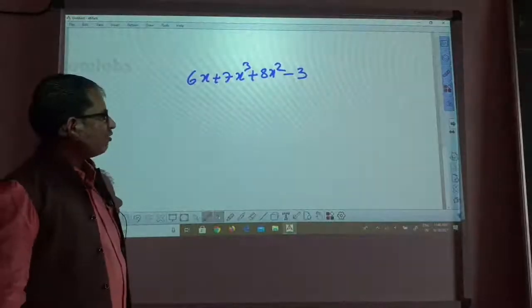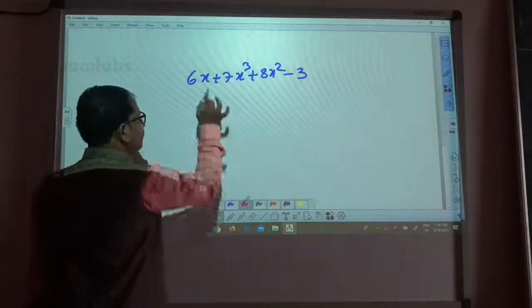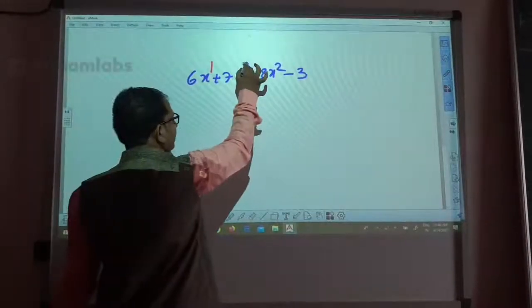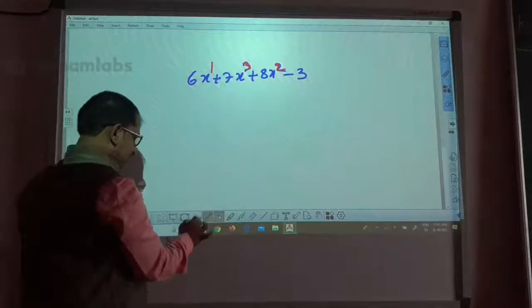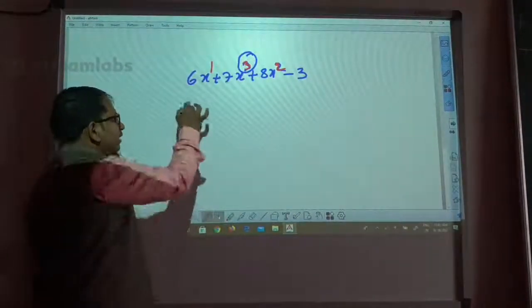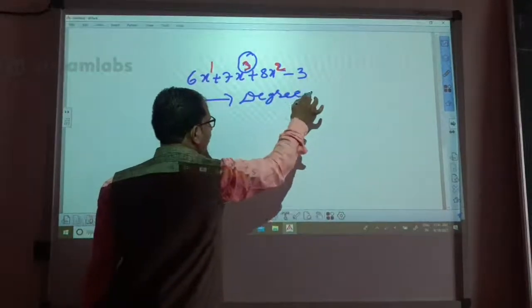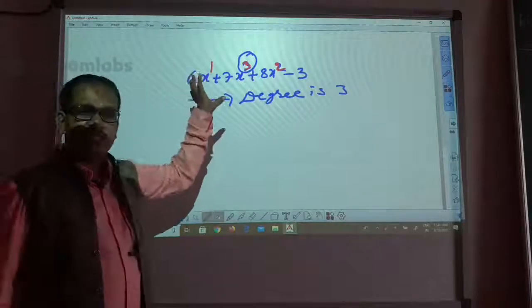Here, if you observe, in the first term we have power 1. Here power 3, here 2. So which is the highest? Here 3. 3 is the highest power, right? So the degree of the polynomial is 3. The degree of the polynomial is 3 here.